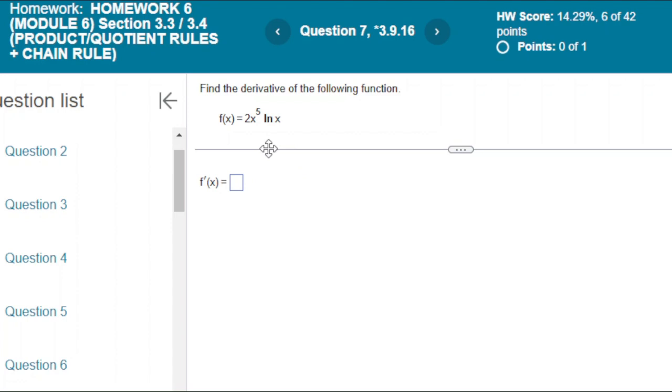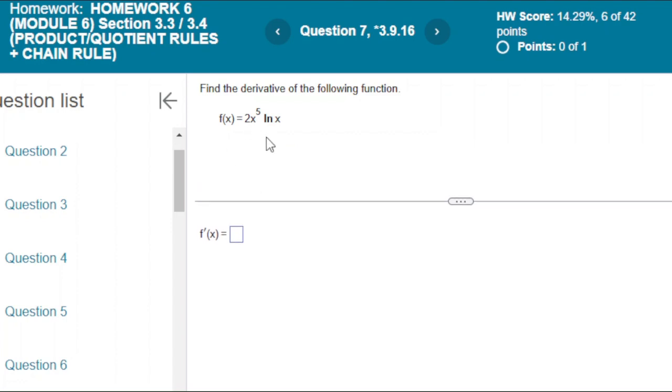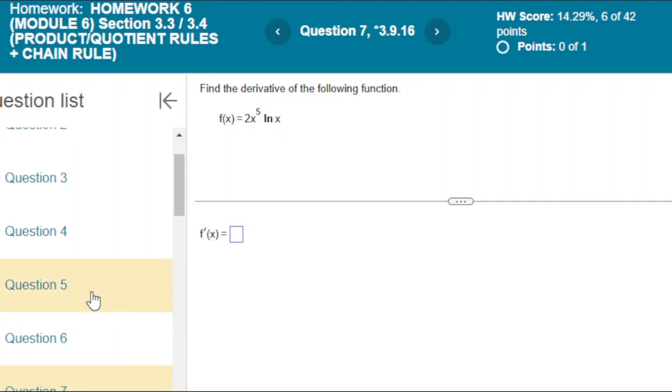Okay, now this one is similar to one that we've done before. So we take the first function times the derivative of the second. The derivative of natural log of x is 1 over x. And by the way, you could then simplify that. So you'd have 2x to the fifth times 1 over x. That'd actually be 2x to the fourth. But then plus the second function, natural log of x, times the derivative of the first, right? 10x to the fourth. So I'll let you do that.